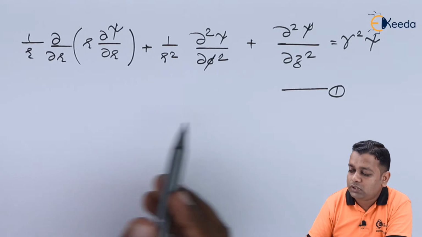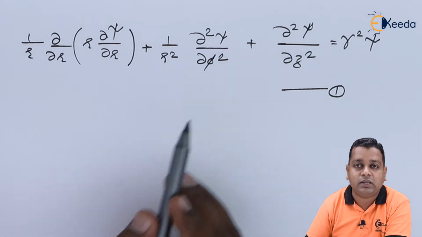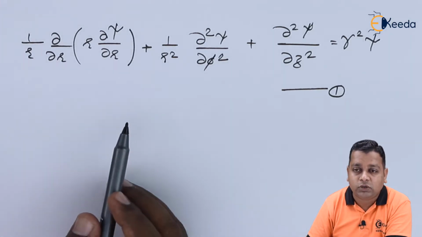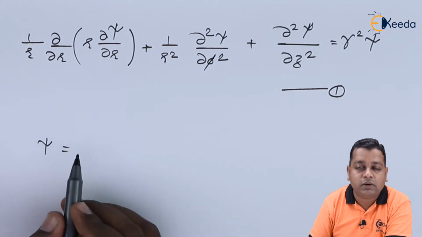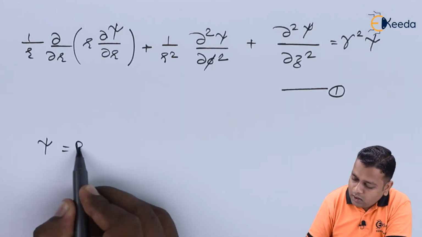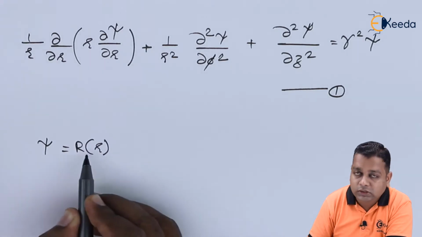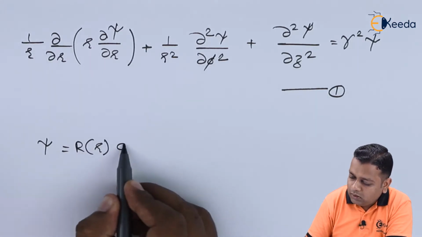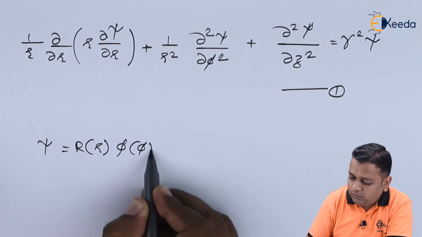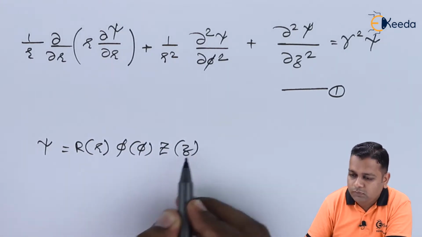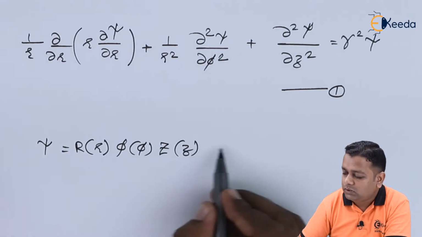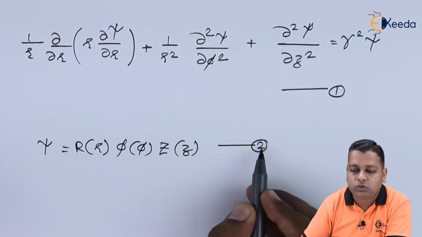Now for the function represented psi here, we shall be using the method of separation of variables, and the solution to this partial differential equation can be assumed in the form psi as the multiplication of capital R as a function of small r, capital Phi as a function of small phi, in multiplication to capital Z as a function of small z here, which can be equation number 2.